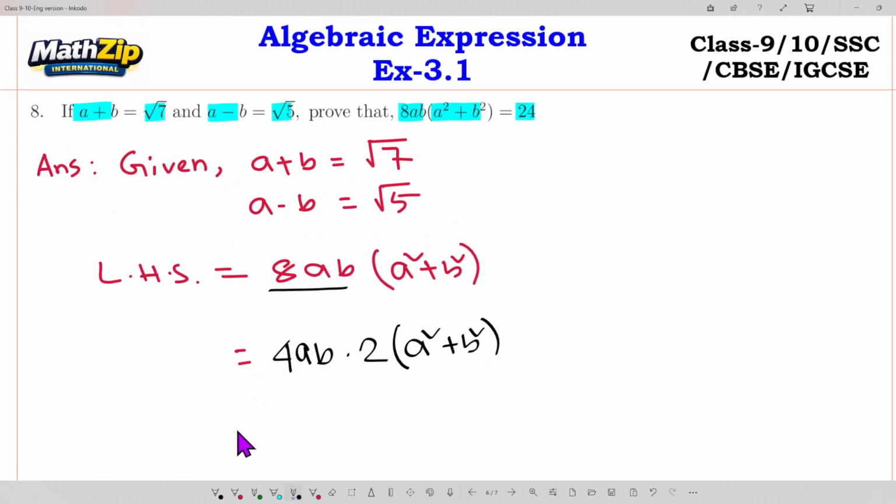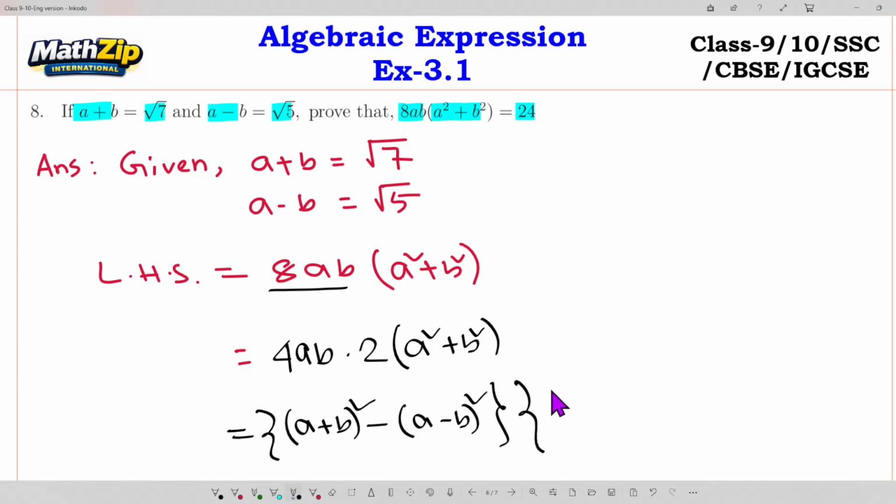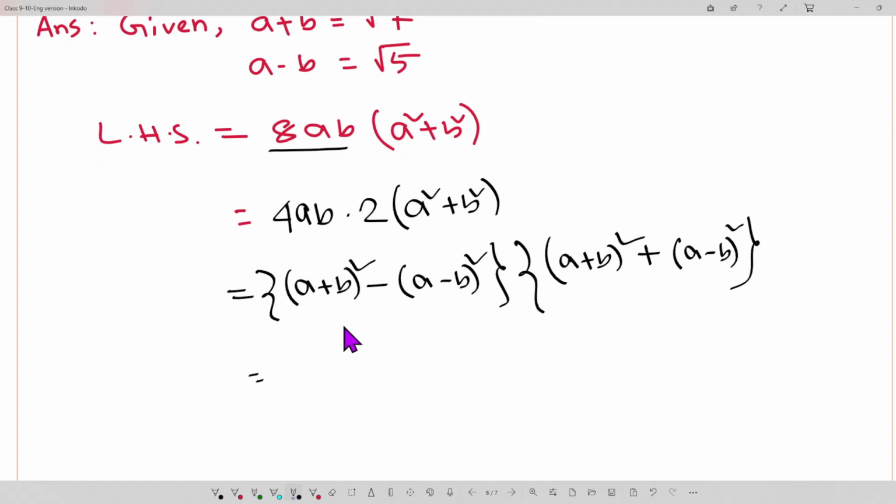Now, this 4ab we can write as (a plus b) whole square minus (a minus b) whole square, right? And this 2 times (a square plus b square) we can write as (a plus b) whole square plus (a minus b) whole square, right? Then we will just put the values. A plus b means root 7, whole square, minus a minus b means root 5, whole square.